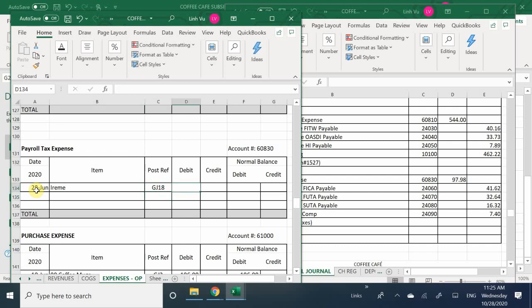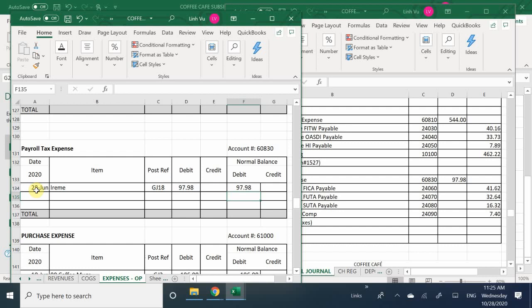For how much? How much was the payroll tax expense? 97.98. Okay. Bring in my beginning balance to be 97.98.